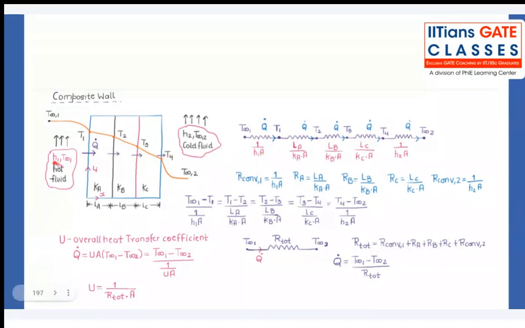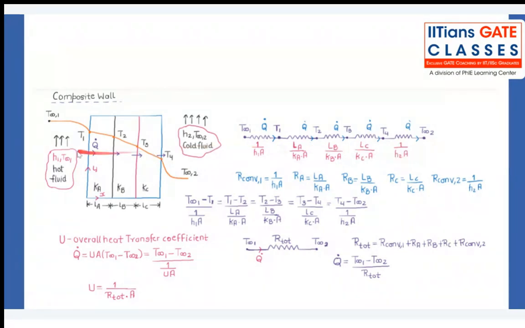So H1 is here. Second is your conduction resistance, which is what? L by KA. So this is L1 by KA by A. Second, LB by KB by A. Third, LC by KC by A. And fourth, again a convection, which is 1 over H2 by A.